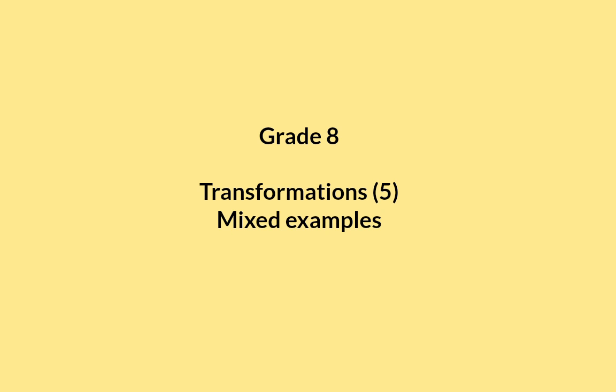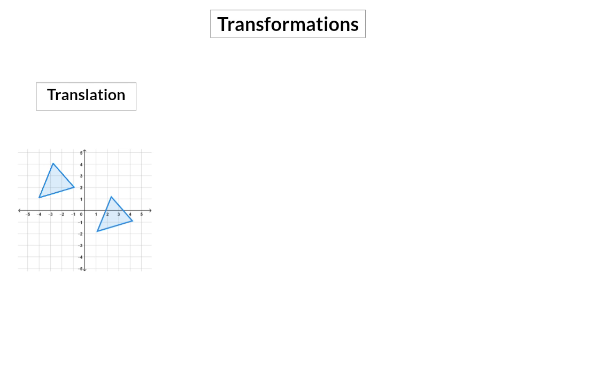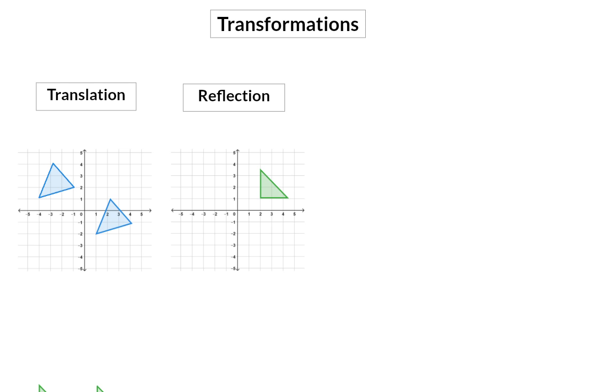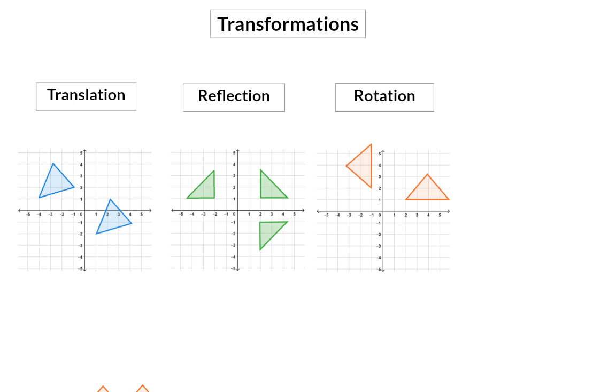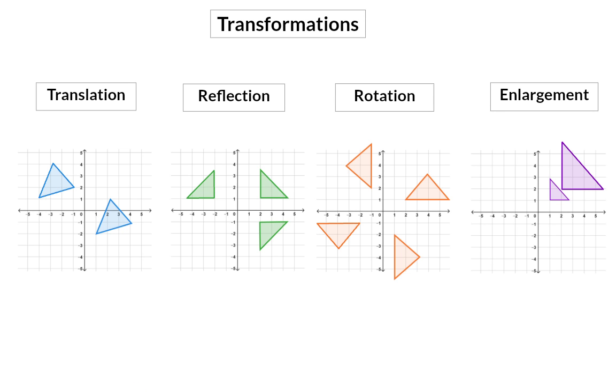In this video, we are going to do mixed examples of transformations. In the previous videos, we had a look at 4 different transformations. Firstly, we looked at a translation, and that is a movement. Then reflection around the x and y axis, rotation of 90 degrees anti-clockwise and clockwise, and 180 degrees. And lastly, we had a look at enlargements.